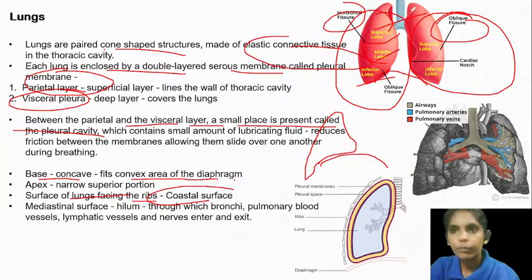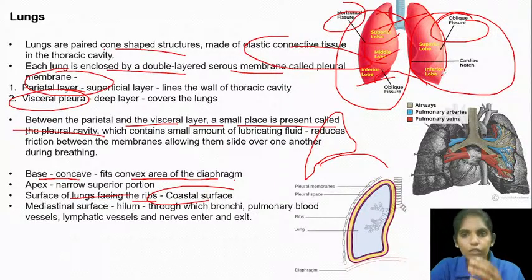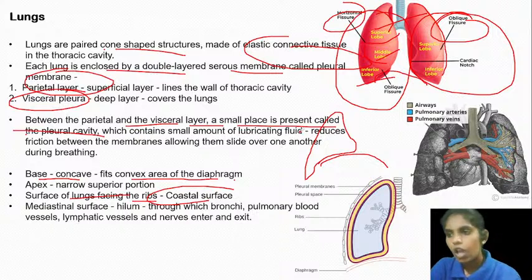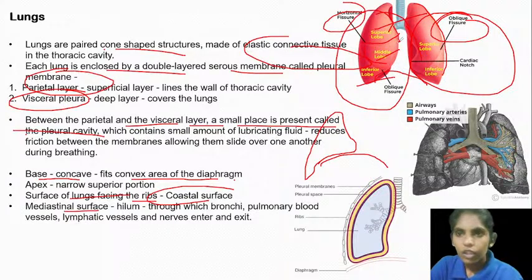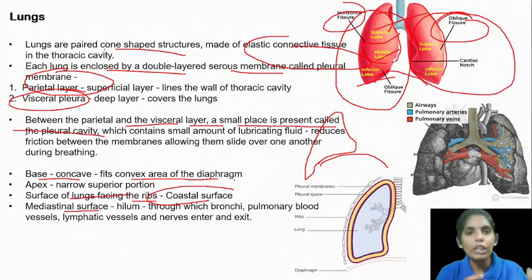So this surface of the lungs, it faces the ribs. We call it the costal surface. And the mediastinal surface. Here, this is the mediastinal surface, and the mediastinal surface has a hilum.